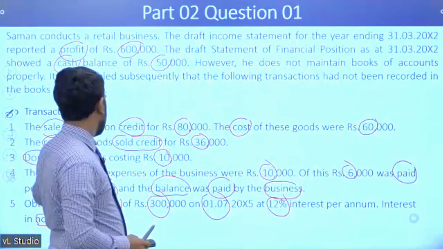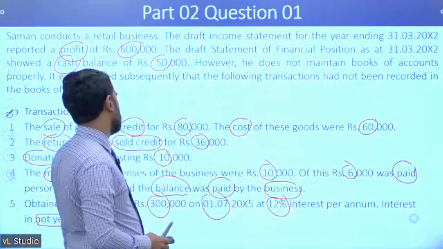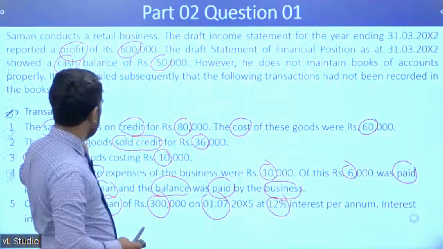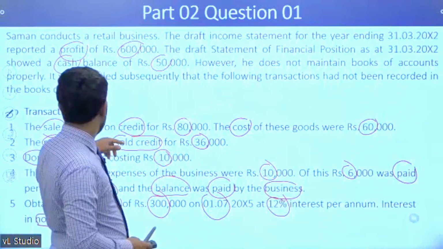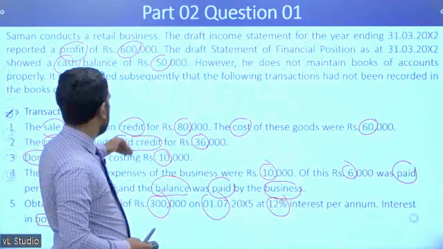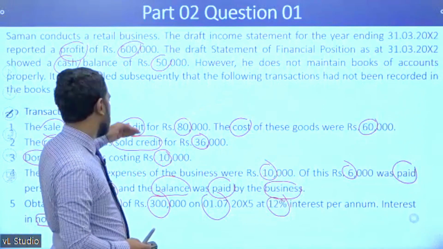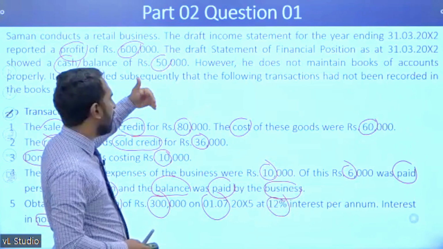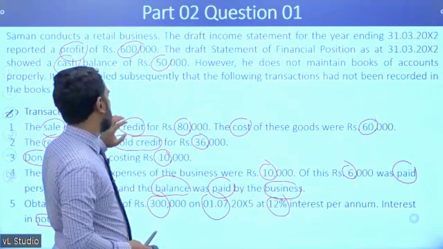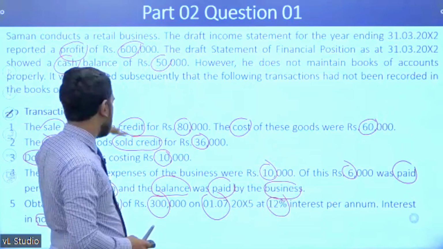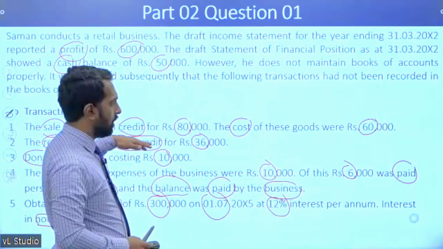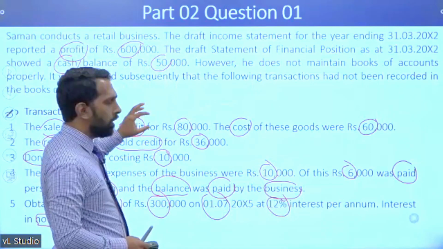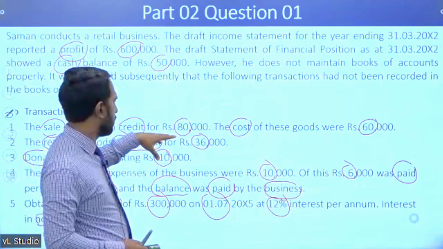But here I'll be adjusting only the return of the goods. And these are two different transactions. We cannot say that the sale value here, part of it has been returned. No, these are some transactions that have not been recorded. So this one is a separate transaction. This one is a separate transaction. If it is from the same customer, they should have mentioned the name.